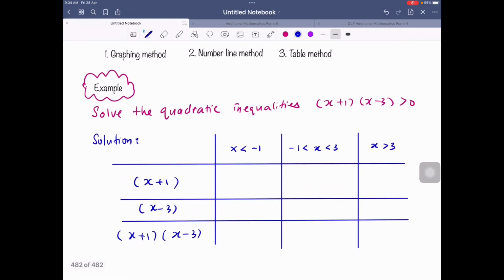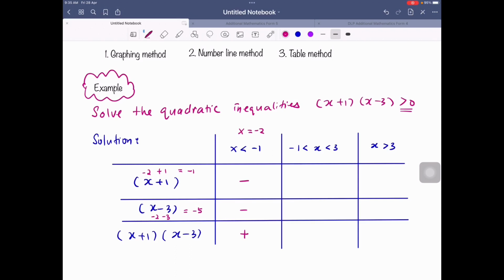Assume that we check x less than negative 1. We just simply take any checkpoint which fulfills the condition, for example x equals negative 2. Substitute x equals negative 2 into x + 1: negative 2 plus 1, and the answer is negative 1. So this is negative, right? Then substitute x equals negative 2 into x - 3: negative 2 minus 3, the answer is negative 5. So this is negative too. And finally, negative multiplied by negative gives a positive.